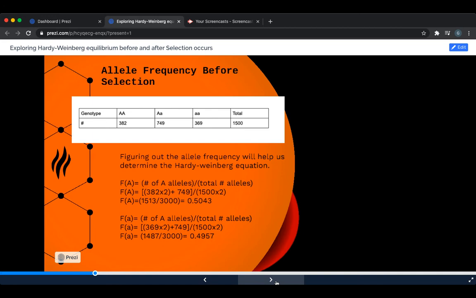Since there are 382 rabbits with the homozygous big A allele, we must multiply that number by 2 and add the 749 big A's from the heterozygous genotype. After doing this math, we have a big A allele frequency of 0.5043. We can go through these same steps for finding the frequency of the little a allele. The frequency of the little a allele is 0.4957.